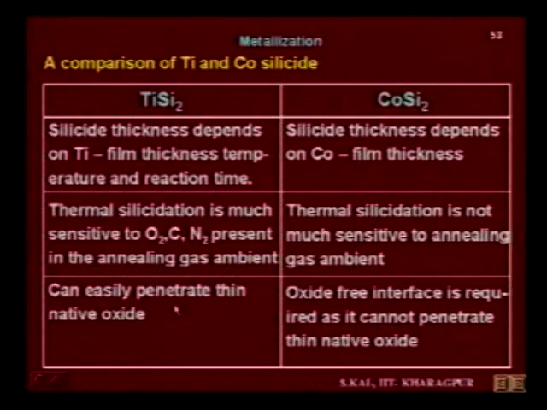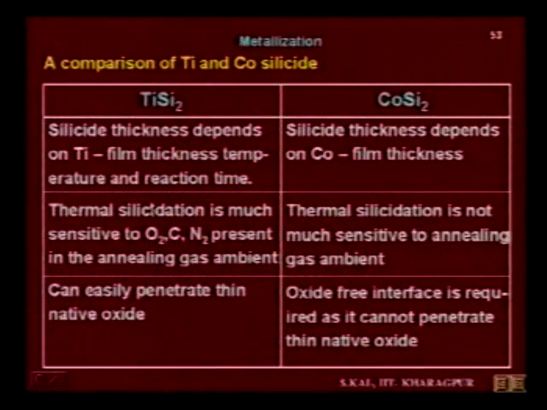If the native oxide thickness is a little bit more, the cobalt film cannot puncture the native oxide. And if it cannot puncture, the cobalt metal cannot come in contact with silicon. So automatically, no reaction. Silicide will not form. That means if you compare, the second one is a disadvantage of titanium silicide and advantage for cobalt silicide. But the third one is an advantage for titanium but disadvantage for cobalt silicide. Both silicides are popular. Out of titanium and cobalt, titanium silicide has much application in VLSI metallization.